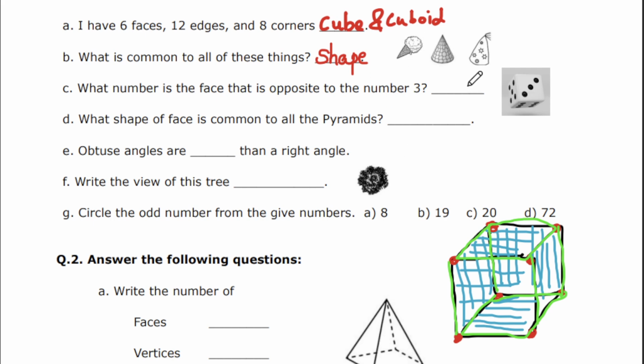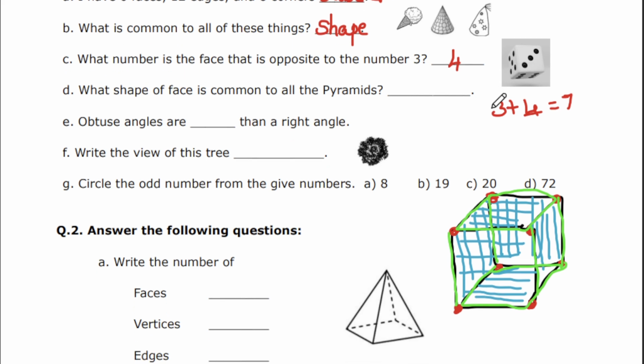Next, what number is opposite to the number 3? What number will come on the dice when we see 3 on the top? We already have a clue: the sum should always be 7. For example, 3 plus dash is equal to 7. So 3 plus 4 is equal to 7. So the answer is 4. We also explained this clearly when we completed the chapter explanation.